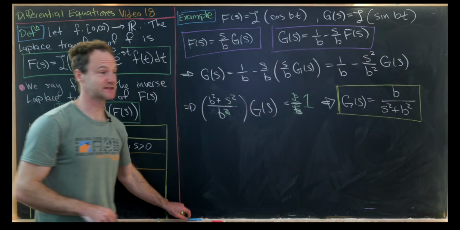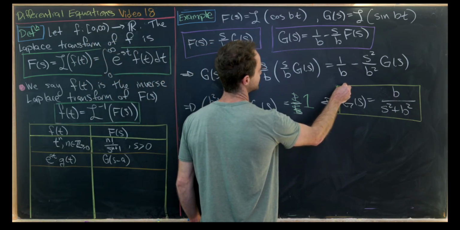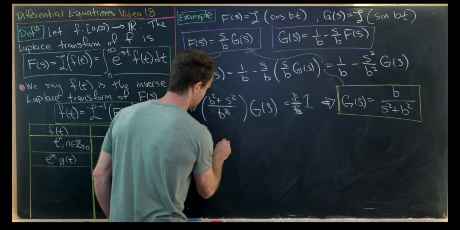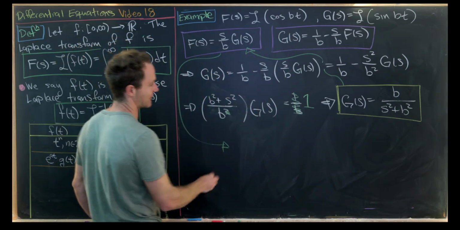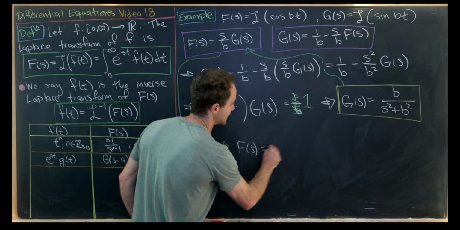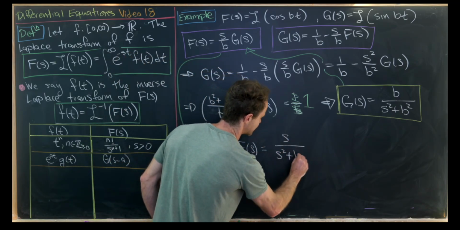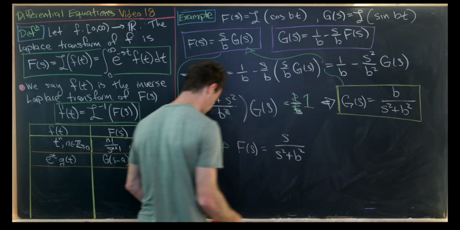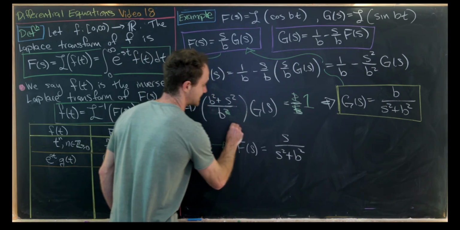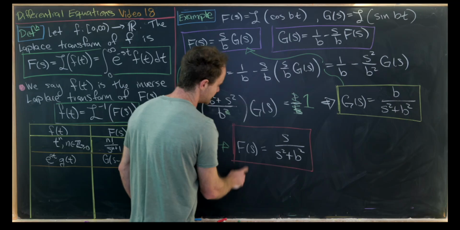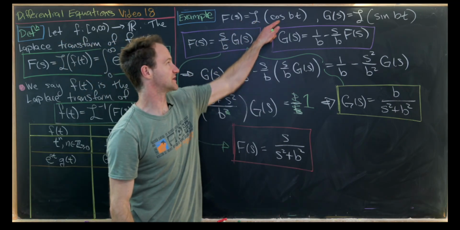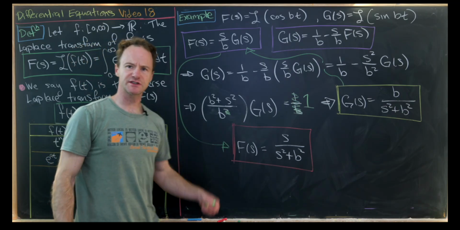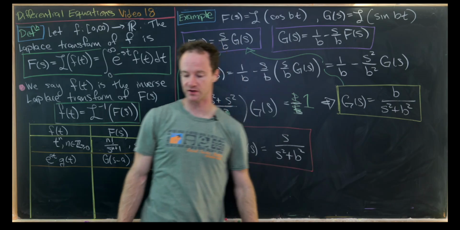And now that we have this, it's super easy to calculate f of s. We can take this expression for g of s, throw it into this first equation that I have right here, and we'll end up with f of s equals s over s squared plus b squared. That's because this b in the denominator cancels this b in the numerator, and then we end up with a new s in the numerator. Okay, so there's our f of s, which is the Laplace transform of cosine, and our g of s, which is the Laplace transform of sine. So let's go ahead and add those to our chart over here and do some examples.